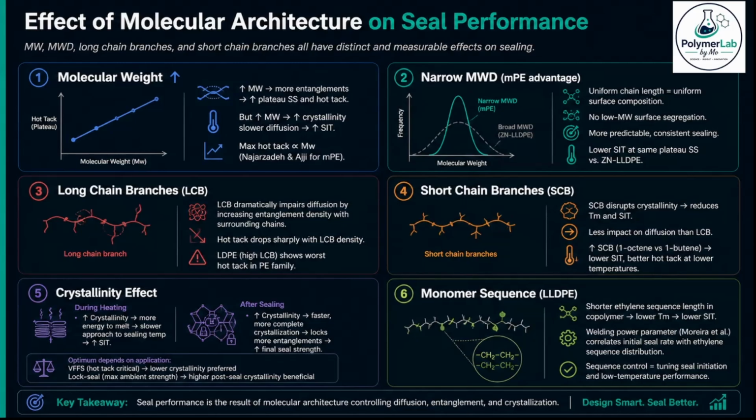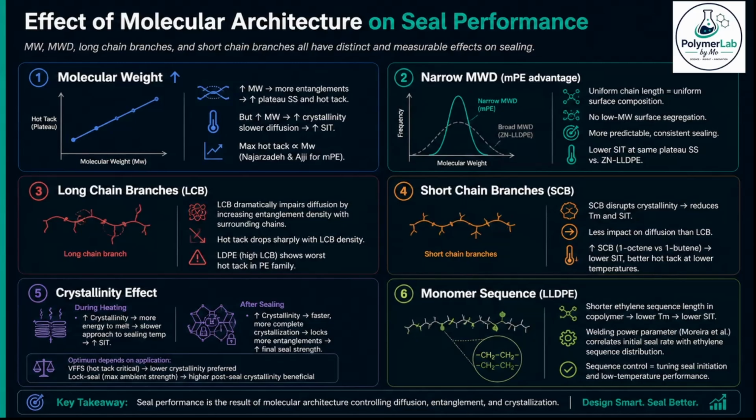Short chain branches have a much milder negative effect on diffusion because they are below the critical entanglement molecular weight. Their main effect is crystallinity reduction, which lowers melting point and SIT. Higher short chain branch content means a lower melting point, lower initiation temperature, and better low temperature sealing, all positive for packaging.